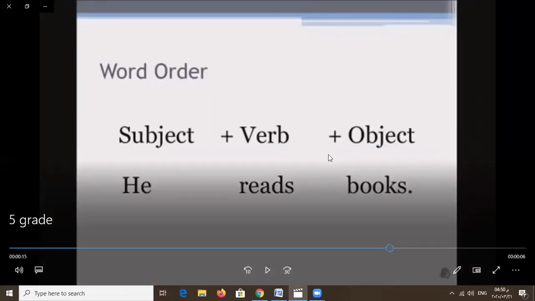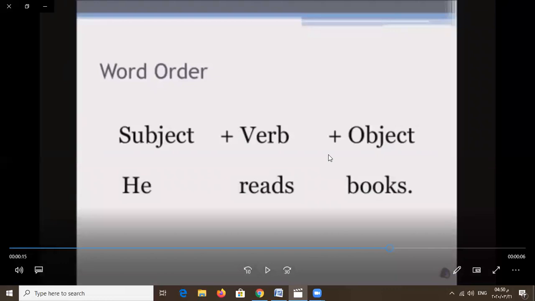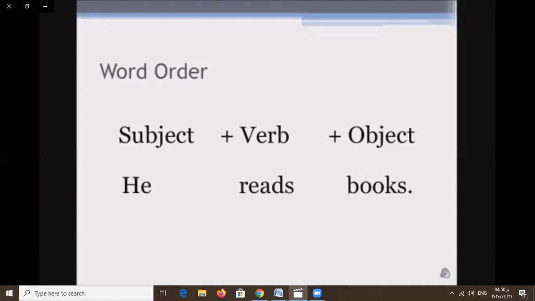Don't forget this note. It's very important. English sentences always have this order. In English, word order is very important. This is also the order: subject, verb, object. For example, he reads books. He, subject, reads, verb, books, object. Can you form your own sentences now?